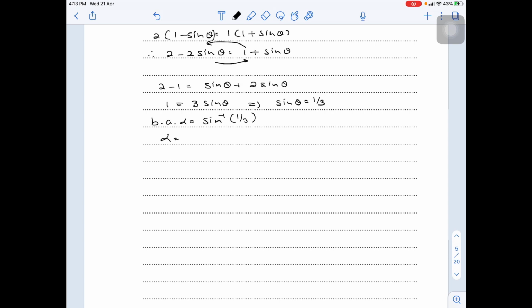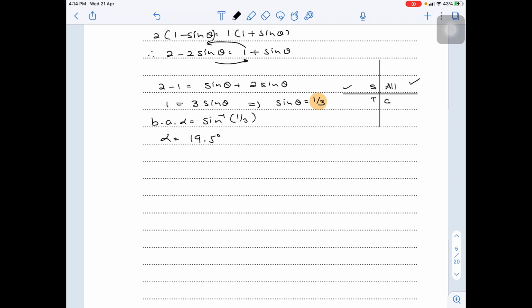Now basic angle alpha is sine inverse 1 over 3. So I'm using calculator. When I'm using calculator, I get sine inverse 1 over 3, alpha is 19.5 degrees. Now my sine is positive here. Sine theta is positive. Now I have to figure out where sine theta is positive.